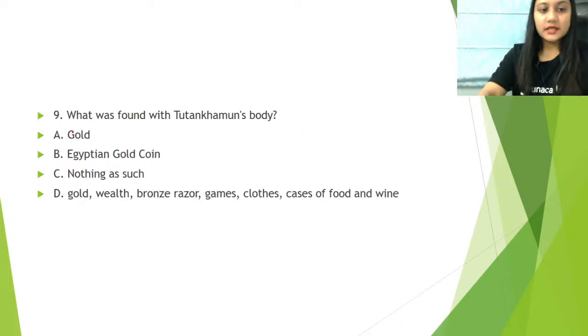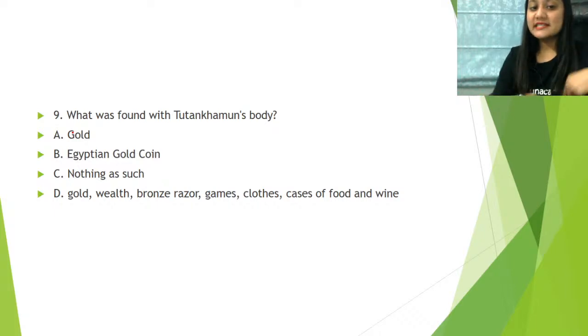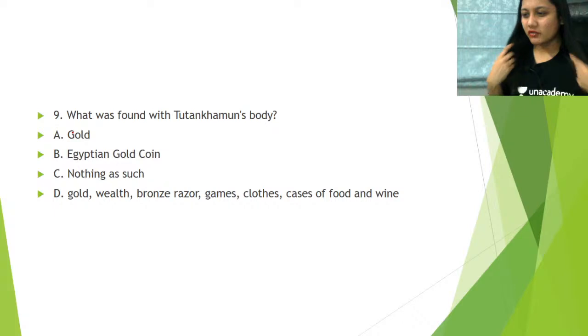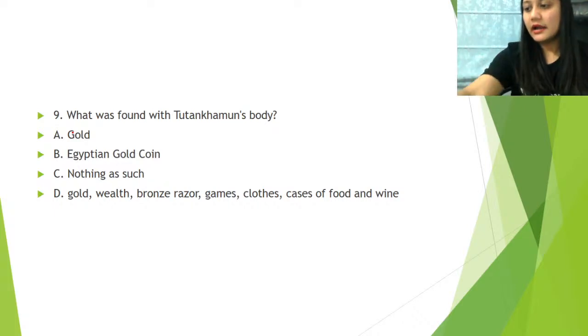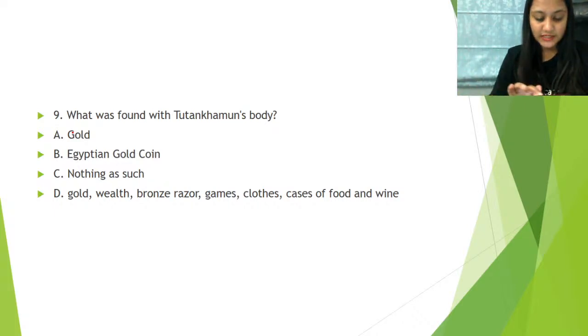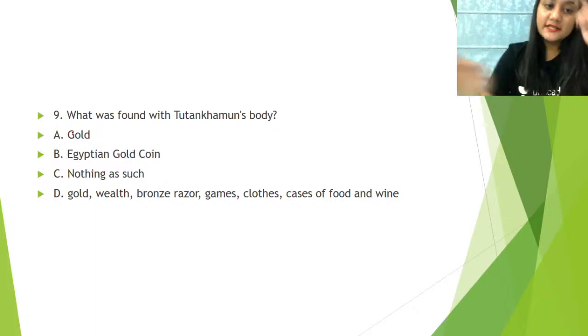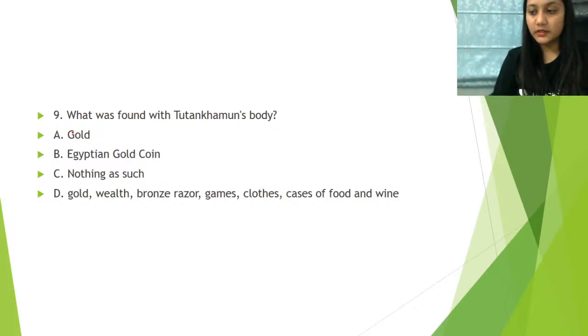Okay, the next question is, what was found with Tutankhamun's body? So what exactly did they find? Yes, Ayush. Perfect. Ayush, hey, something is wrong with your internet. I am receiving your answers a bit late. Can you please check it out? Okay. What was found with Tutankhamun's body? Gold. Egyptian gold coin. Nothing as such. Gold, wealth, bronze, razor, games. Oh my god. Clothes, cases of food and wine.